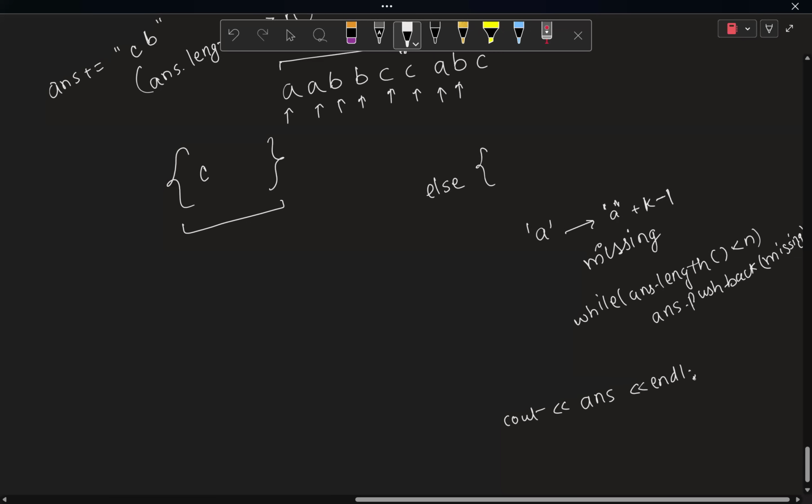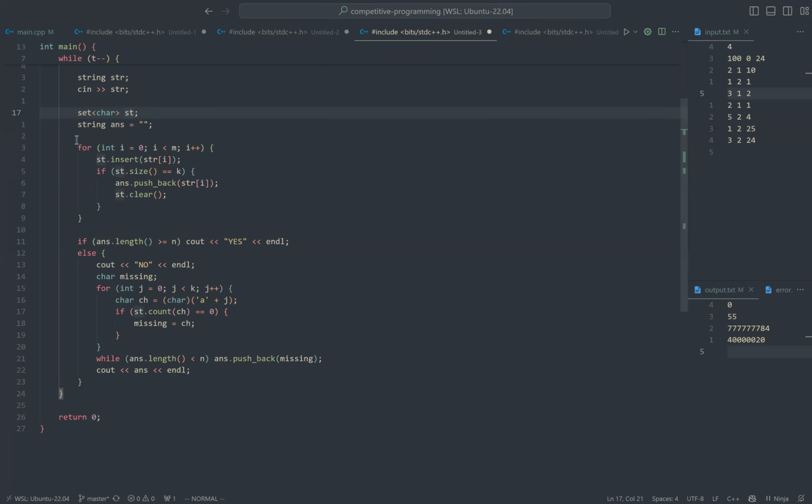This is the way I implemented it. You can have a different implementation as well. There is no problem in it. So this is how I did code.